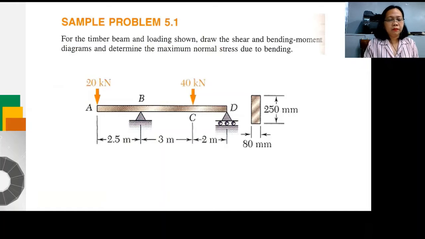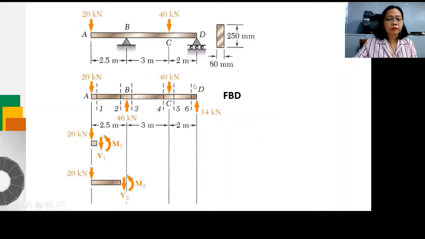For this problem, we are tasked to draw the shear and moment diagrams and determine the maximum normal stress due to bending. So we have our rectangular beam here with 80 by 250 mm dimension, and it is simply supported at B and D. We have a pin here and a roller, and two concentrated loads applied, 20 kilonewton and 40 kilonewton. So to start with, let's try to draw the free body diagram of the beam.